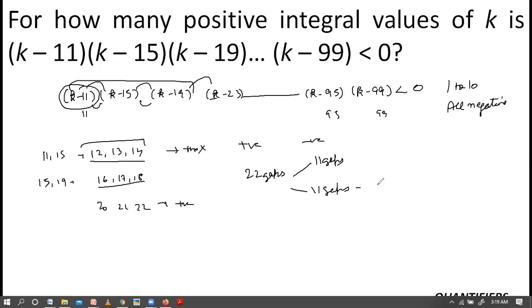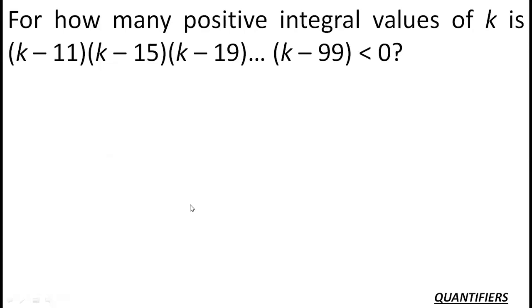So for the 11 gaps in which there are negative terms, the total number is 11 into 3, which is 33. Then there are 10 negative terms here from 1 to 10, so 33 more. So the total number of terms that are going to give a negative result for this equation is 43. So 43 is the required answer. Okay. Let's move to the second question.